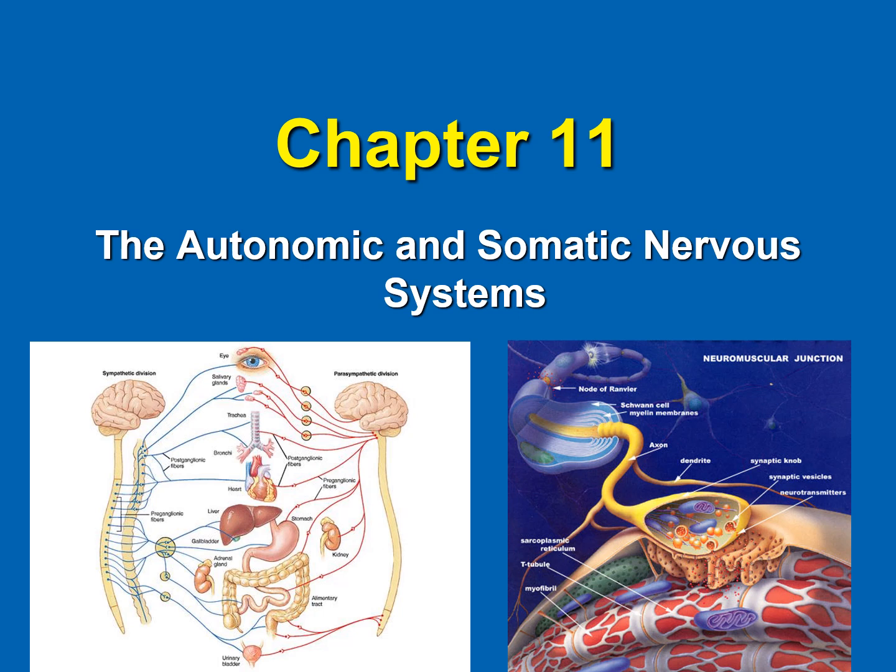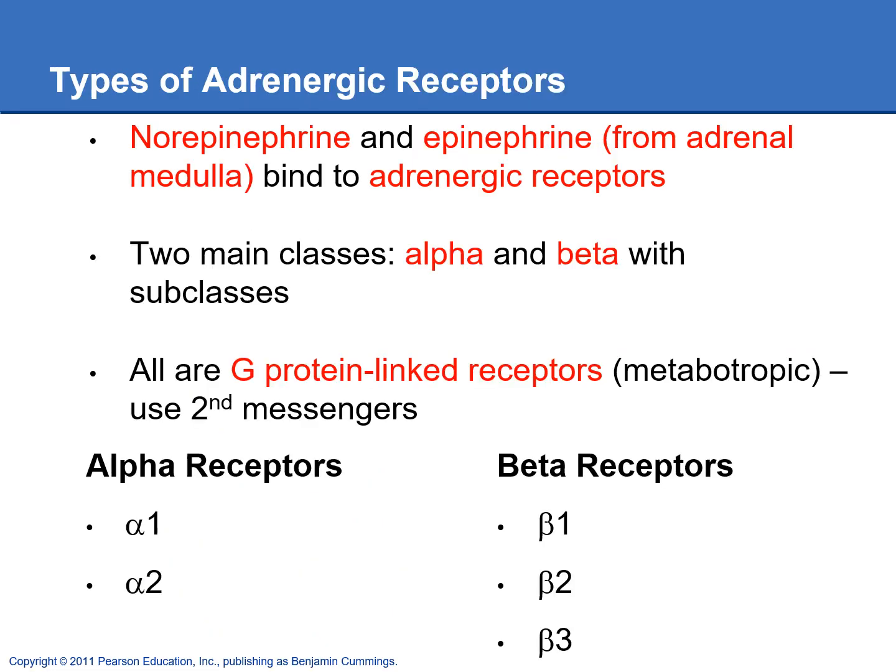We're going to take a look at the sympathetic nervous system, neurotransmitters, and hormones in this lecture. The sympathetic nervous system uses norepinephrine as its neurotransmitter, and then the adrenal medulla releases epinephrine as its main hormone, along with a small amount of norepinephrine and a tiny amount of dopamine.